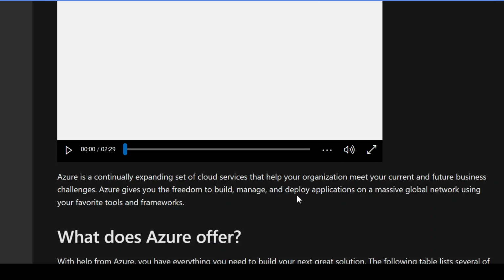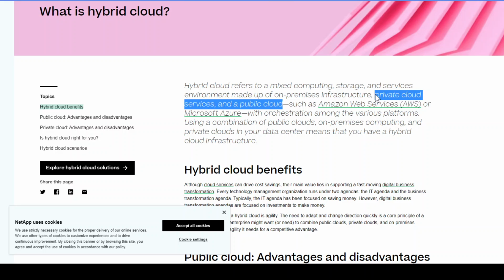Alright. Hybrid cloud refers to a mixed computing, storage, and services environment made up of on-premises infrastructure, private cloud services, and a public cloud. Okay. So, combination ng private cloud at public cloud services, such as Amazon Web Services or Microsoft Azure. Platforms using combination of public clouds, premises computing, and private clouds in your data center means that you have a hybrid cloud infrastructure. So, para to sa may mga private databases na gusto nilang secure, more security, feeling nila mas secure sa kanila. No? Meron silang private cloud.